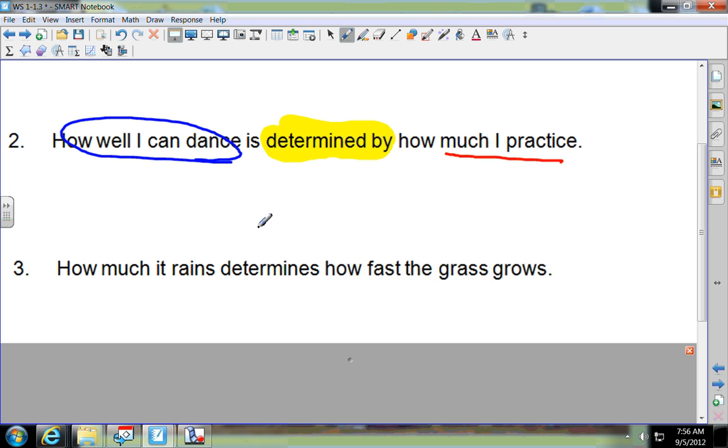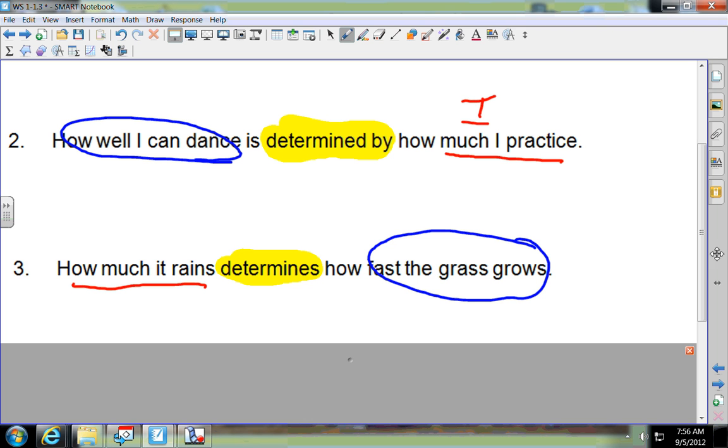All right, number 3. How much it rains determines how fast the grass grows. Now remember, determines was that one that's a little different. Yeah, it flips it, doesn't it? Because what has to happen first? It has to rain first. Because if it doesn't rain, no grass grows. Okay? Right now, the red is the independent. The blue is the dependent.